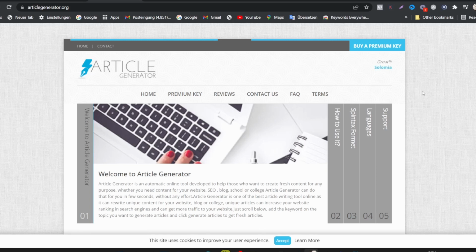It doesn't matter what type of niche you're in, if you're in the health niche or fitness or fishing or business or any type of niche, you can use this article generator to generate articles for you. You can use it to generate articles for your blog. I'm also going to show you places where you can sell these articles for money.